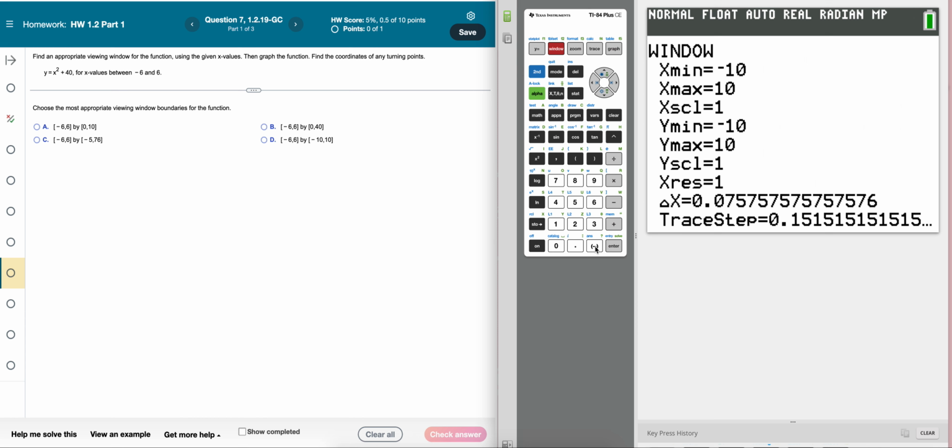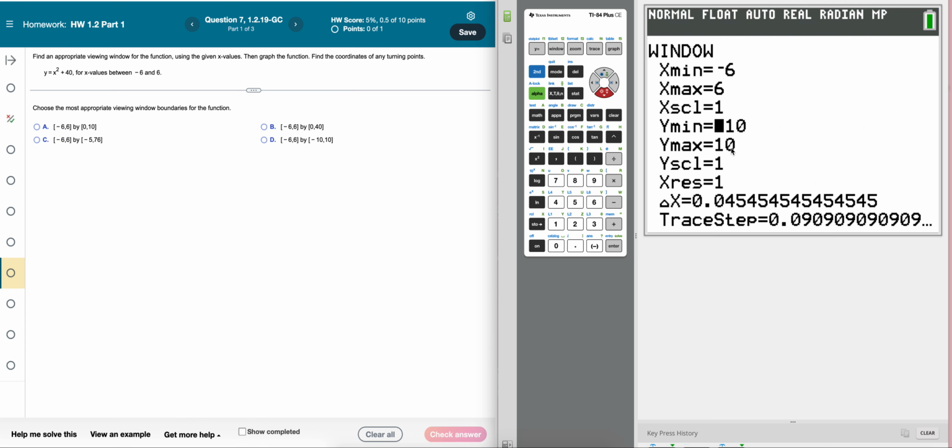So I'm going to press the window button, and then I'm going to enter -6. And notice I'm using this button here to the left of enter. I'm not using the minus button, but the negative button. If you use the minus button, the graphing calculator will give you an error. So just be mindful of that.